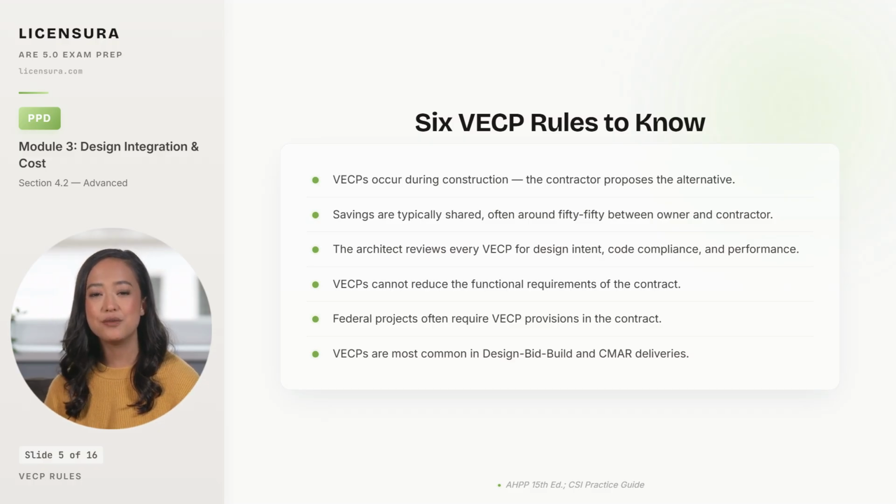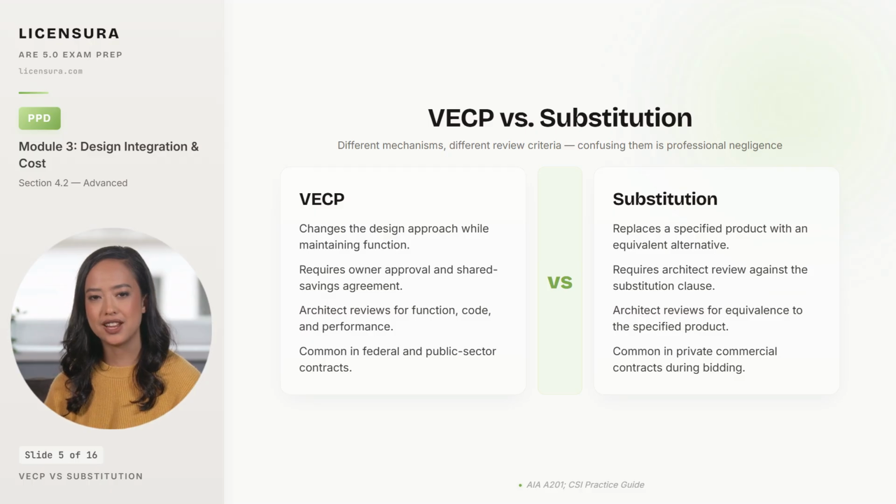Architects routinely confuse VECPs with substitutions. They are not the same, and confusing them causes claims. The confusion is professional negligence waiting for a deposition. A VECP changes the design approach while maintaining function. Different system, different method, sometimes different sequence, and it requires owner approval plus a shared savings agreement. The architect reviews it against design intent, code compliance, and performance.